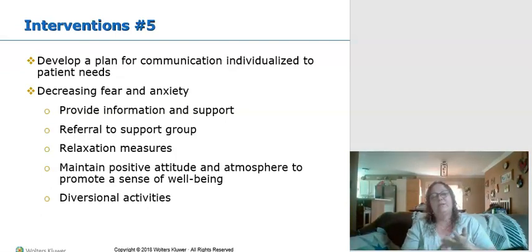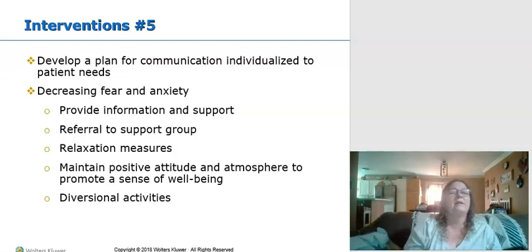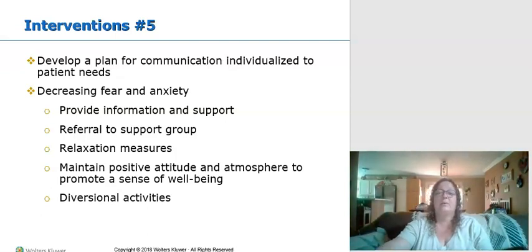We want to decrease fear and anxiety, so provide education and support for the family. Again, this usually resolves. Don't make promises. This can take a long time, so be realistic. Set realistic short-term goals. Refer to support groups, even for the family while the patient's in the hospital, and then they may have a lengthy recovery afterwards, so they may need support groups, relaxation measures, and so on.